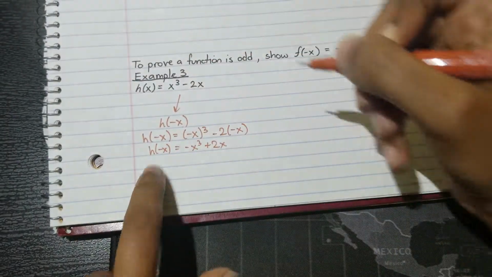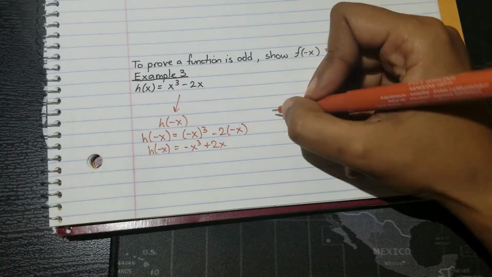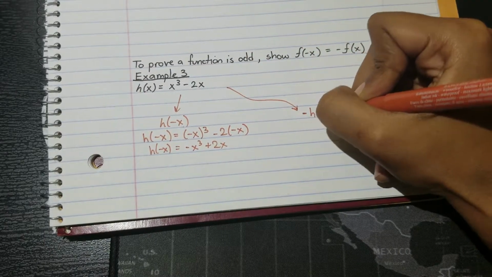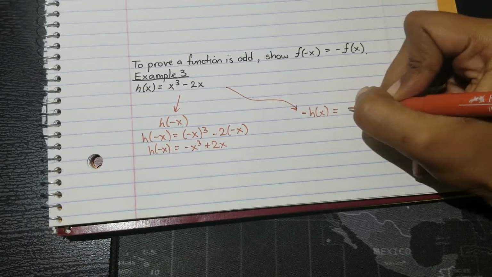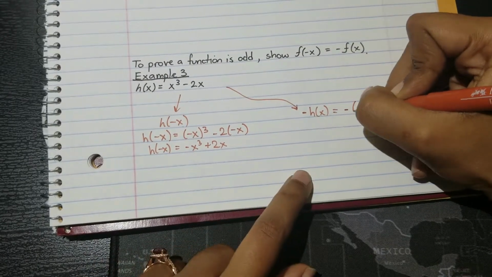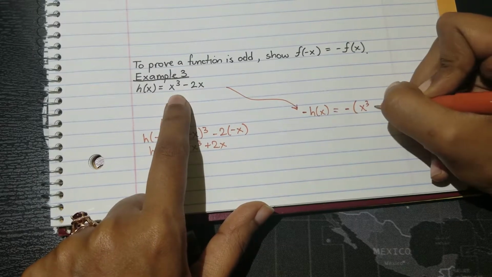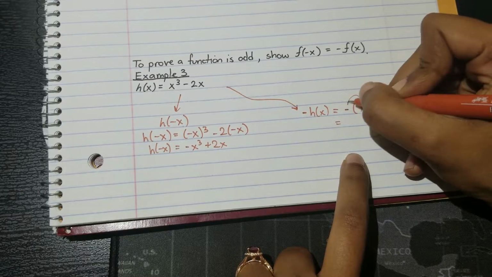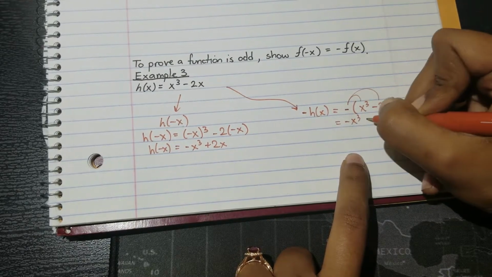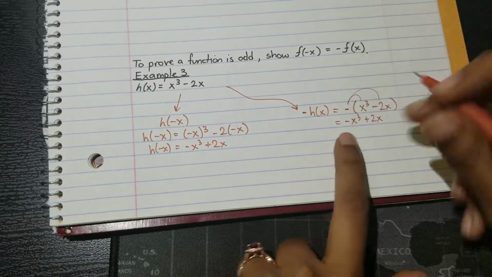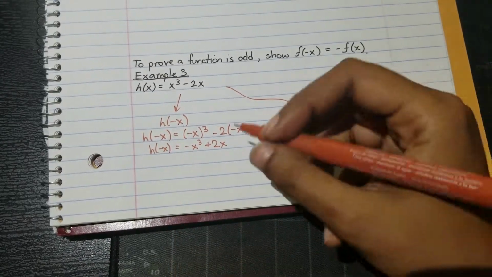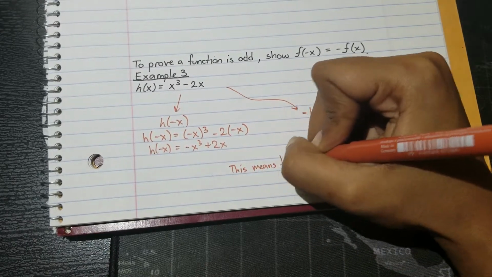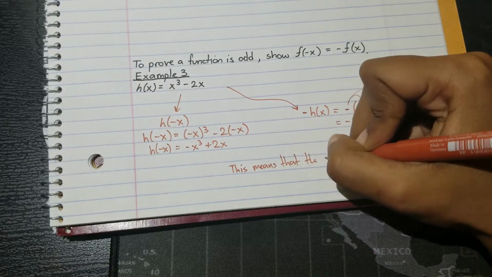So let's see what we get when we multiply this function entirely by negative 1. So bring that over here. What is negative h of x? So we're going to do negative 1 times the entire expression x cubed minus 2x. We're going to distribute, so boom, boom, negative x cubed plus 2x. And hey, we get the same thing, right? Alright, so this means that it's odd. The function is odd.